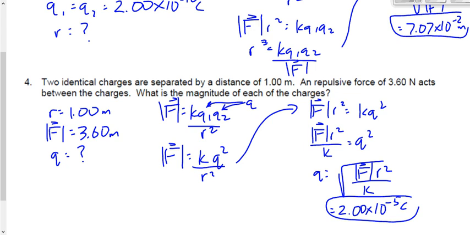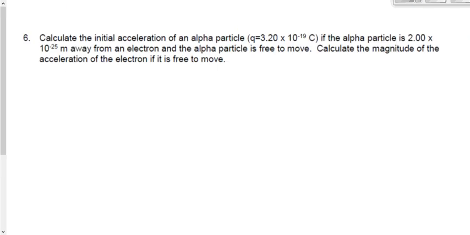All right, and the last one that I want to go over here today is number 6. Number 6 says, calculate the initial acceleration of an alpha particle. If the alpha particle is this far away from the electron and the alpha particle is free to move, what's the acceleration of the electron? When we're looking for acceleration, what do we have to have first? Yeah, the force needs to be with us.